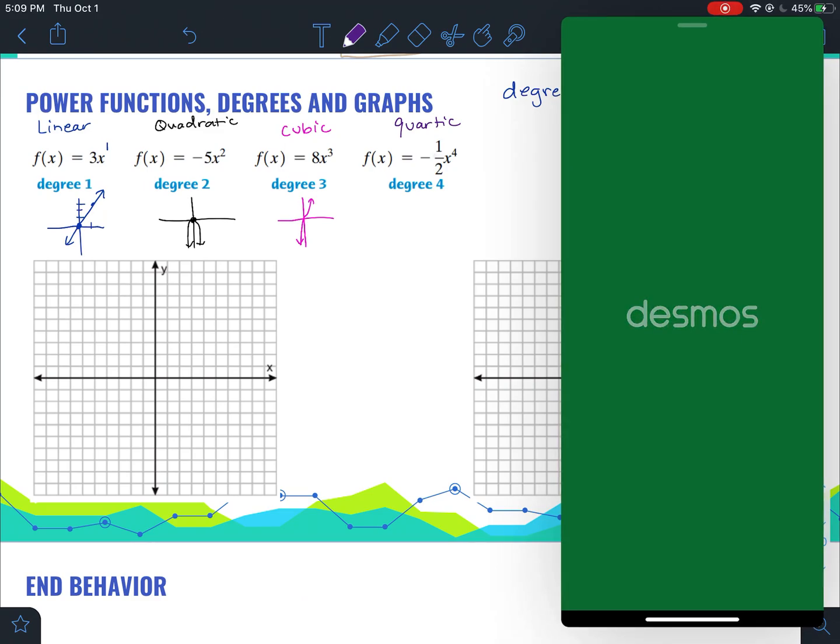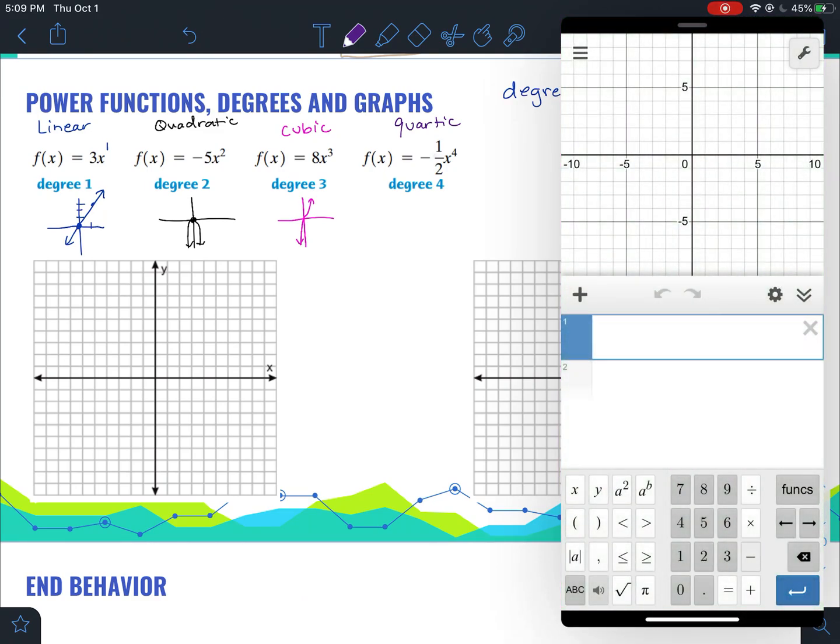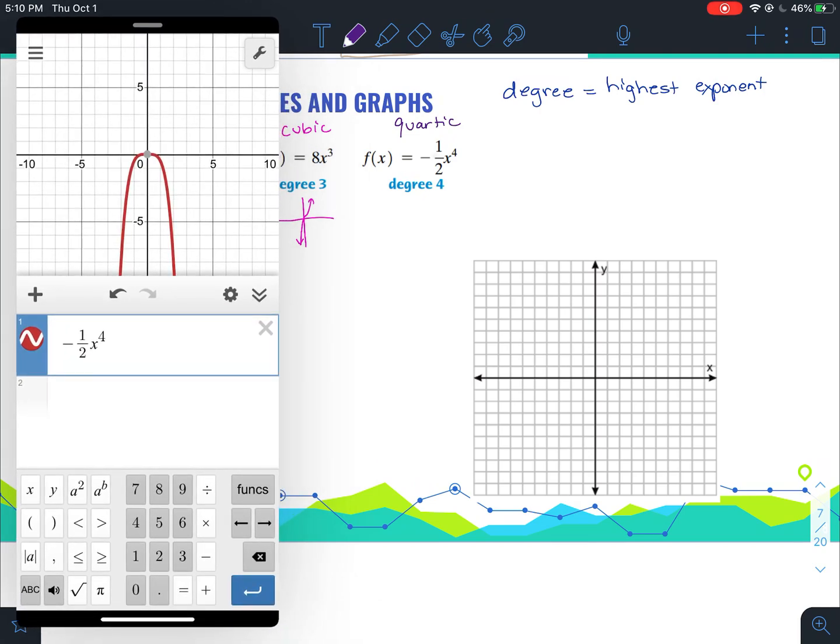So if we're on Desmos and we want to graph negative 1/2 x to the fifth. Now notice that, oops, it's x to the fourth, isn't it? Sorry. That also looks like one that we've already had. It kind of looks like a parabola, but do you notice that the top of the parabola where the vertex is looks flatter than our normal graph? So an x to the fourth parent function would kind of look like a parabola, but it kind of is flatter at the vertex than a normal quadratic function.